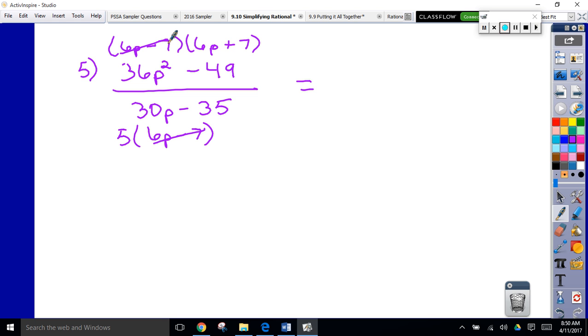You can only cancel out the whole term. So we have to look at what's in parentheses as a whole unit. You can't just pick one term or the other to cancel out. The whole thing has to cancel out with the whole thing in the denominator. So we'd be left with all of 6p plus 7 over 5.